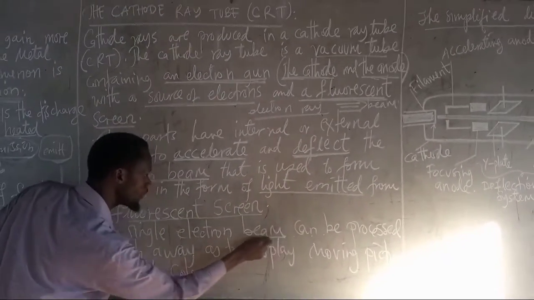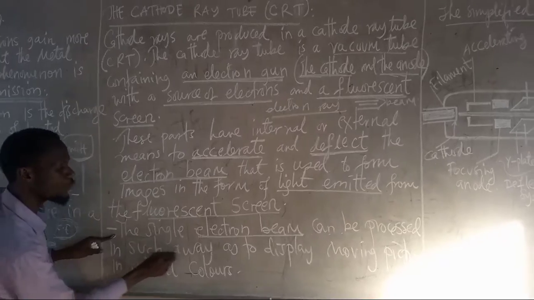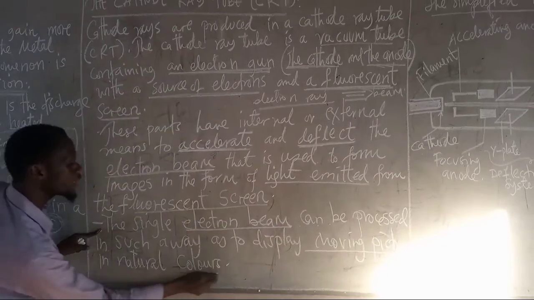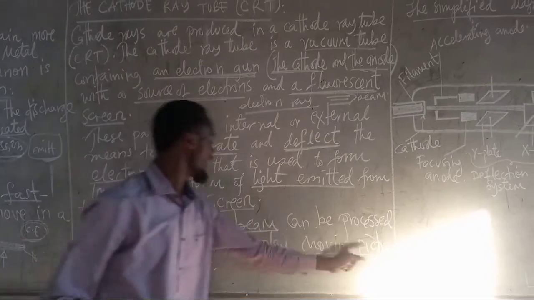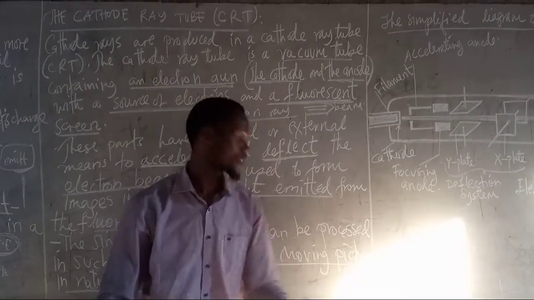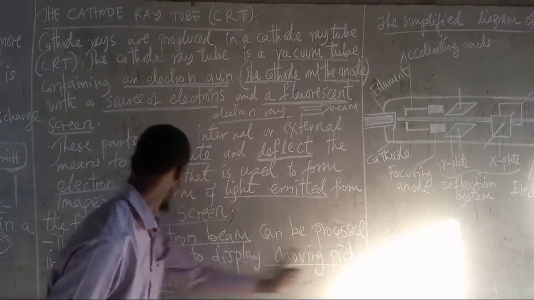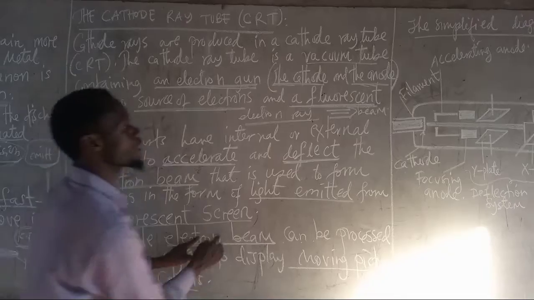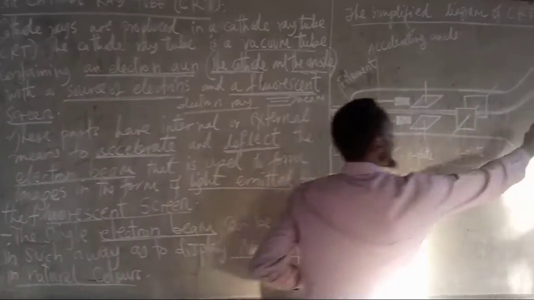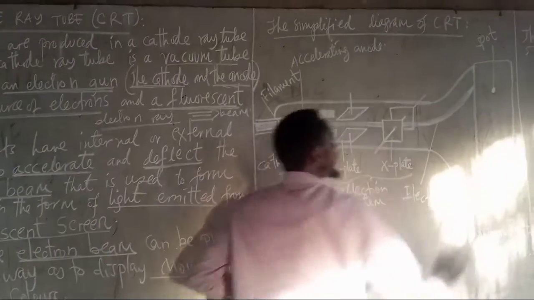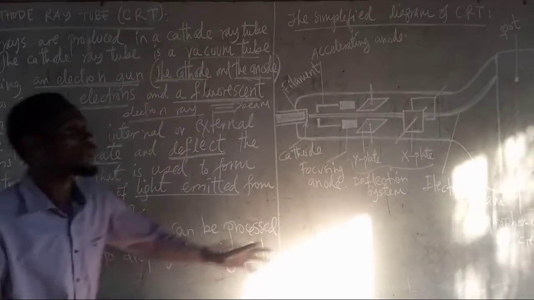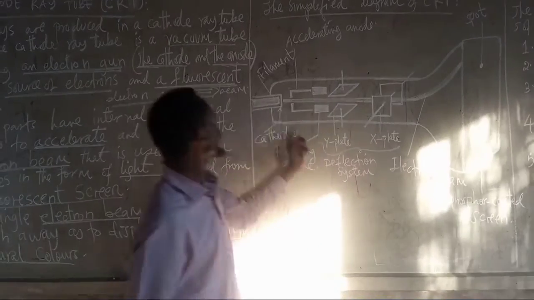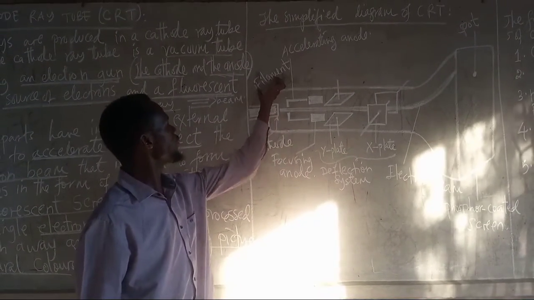A single electron beam can be processed in such a way that to display moving picture natural colors. Manake moving picture natural colors ndio video sasa ambayo tunaziona. Kwa electron beam ndio inayosababisha sasa tuweze kuona picha kwenye television au tuweze kuona picha kwenye x-ray machines tunapokuwa tunaangalia. Kwa x-ray machines zinakuja kuonesha picha hapa ni kutokana na kwamba kuna kuwepo na vitu ambavyo vinaanzia.